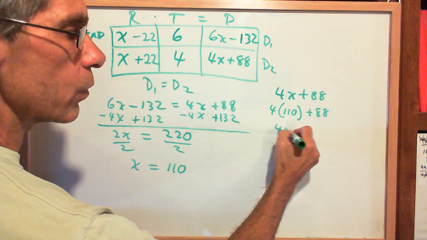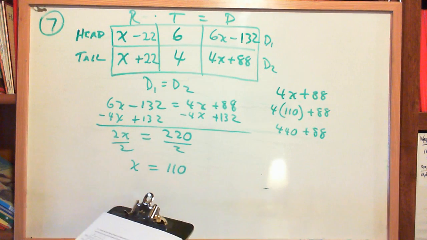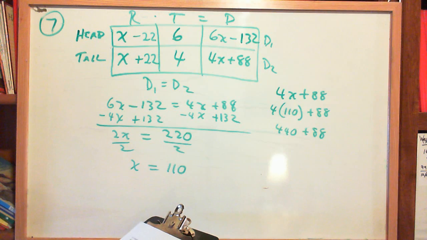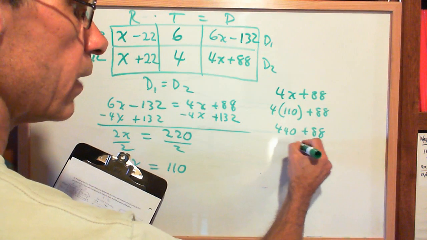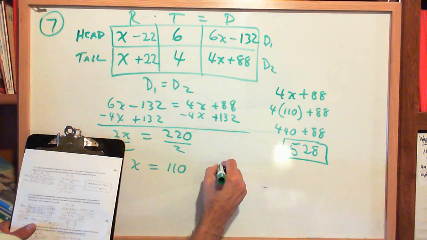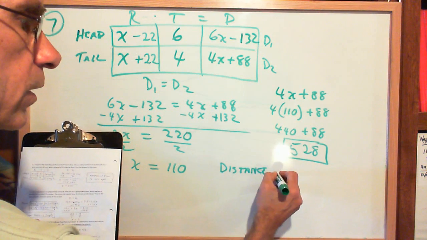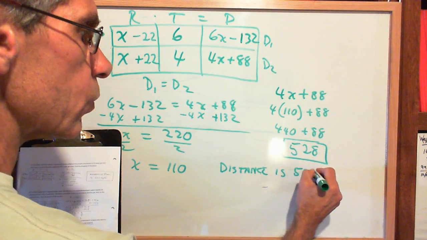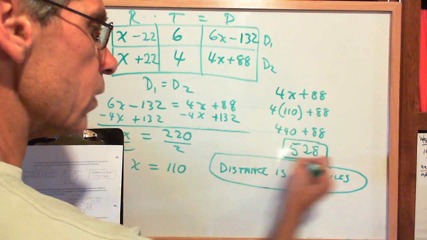That's 440 plus 88. That equals, I think, 528. All right. So the distance between airports, I'm not going to write it all. The distance is 528 miles. Put it in a box and I'm done.